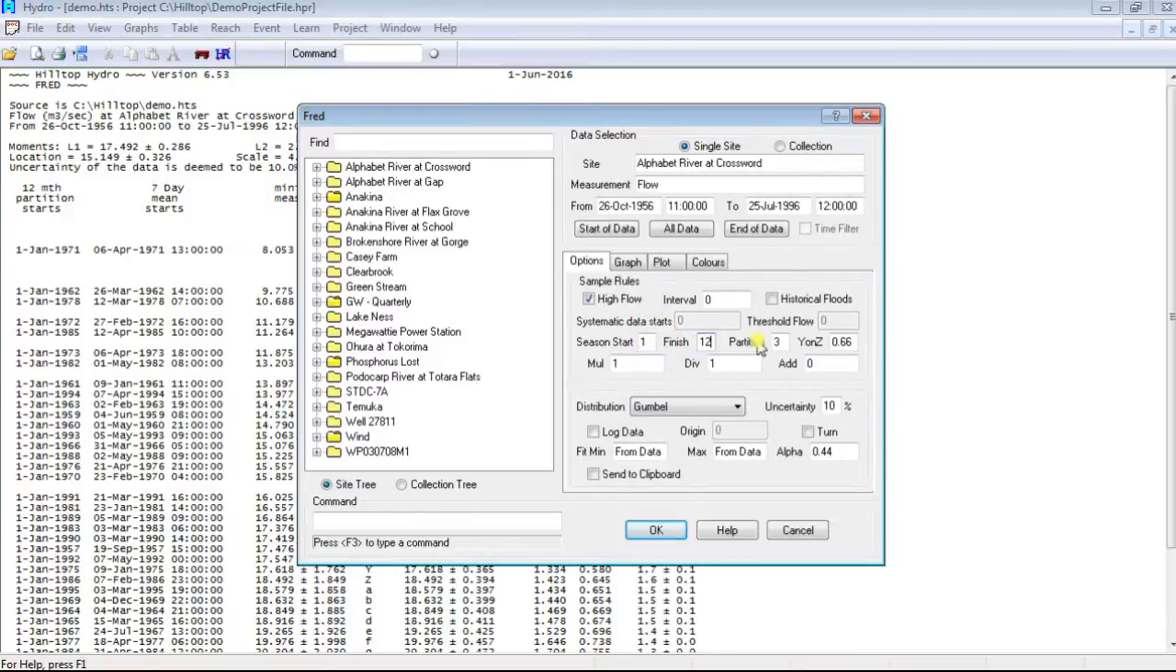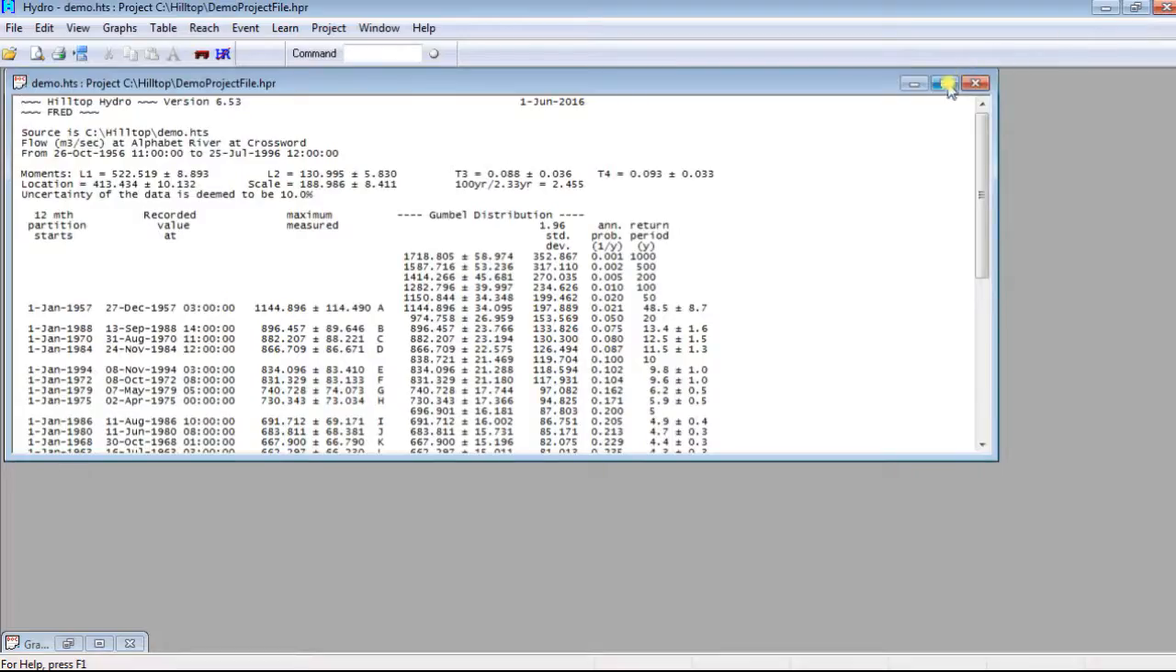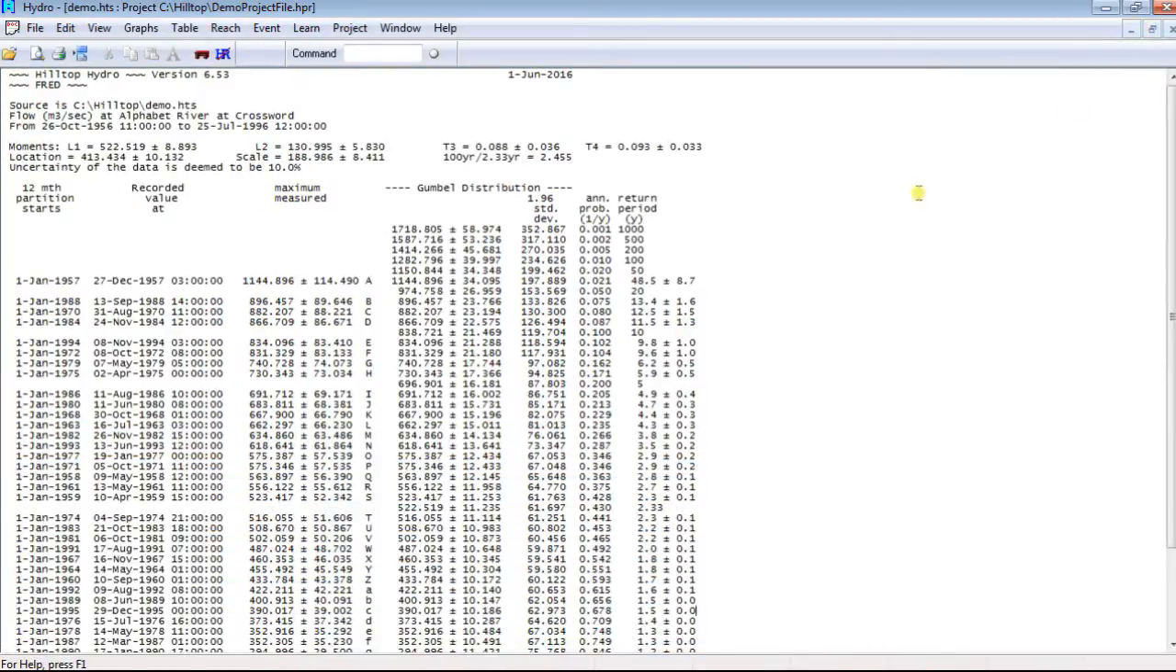Okay, and now for the distribution. I ran L moments earlier and it recommended a Gumbel distribution, and I've got the correct alpha value here of 0.44. For a normal distribution, use an alpha value of 0.375. If you don't know about the center clipboard function by now, you need to stop, go back and watch more of these tutorials. The Gumbel distribution does look like a pretty good fit. Let's have a look at the table. You can see here we've got a 50-year return period of 1145 cumecs.